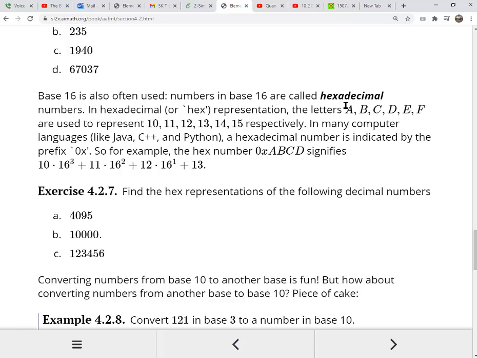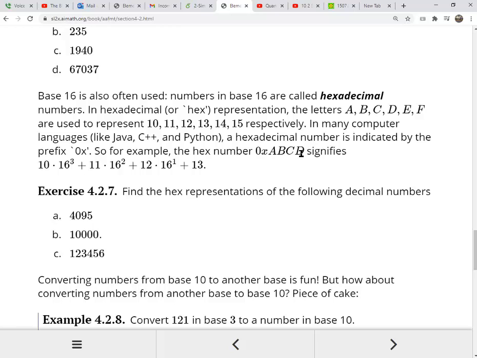If you've ever looked at representations of colors in the computer, you may have seen these symbols. That's a mixture of numbers and these 6 letters. Okay. So, for instance, this hexadecimal number, hexadecimal means base 16. If I take 0xABCD, remember A represents 10, B 11, C 12, and D 13.